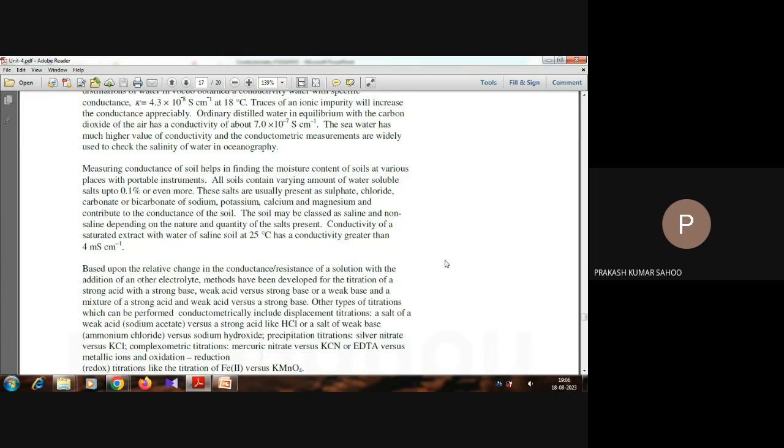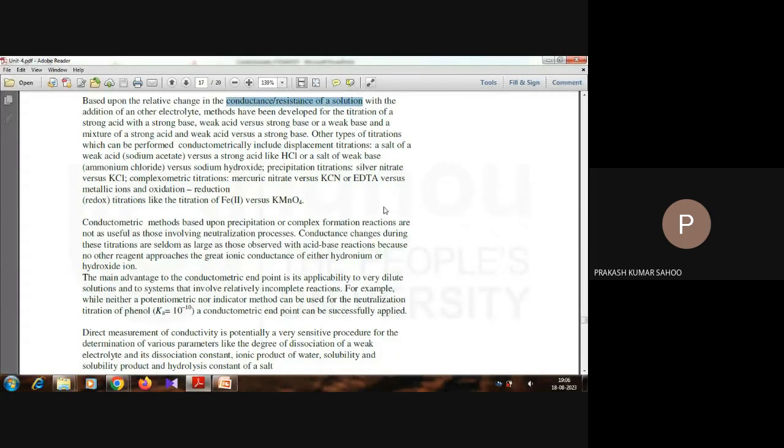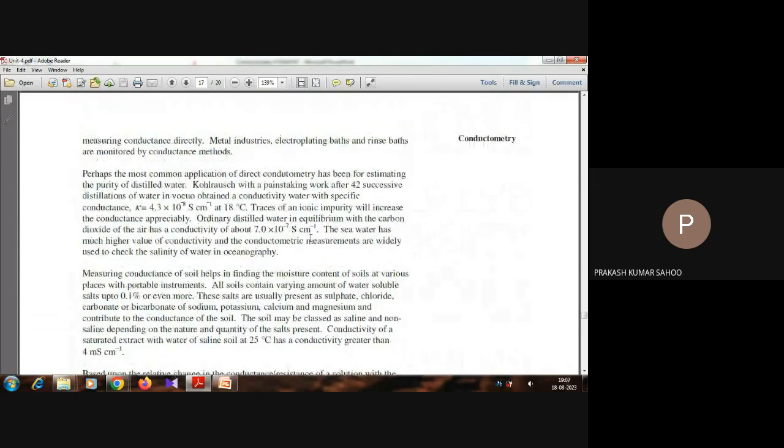The second application is finding the moisture content of the soil, then the conductance and resistance of a solution. If it is a titrimetric reaction with EDTA, or a redox reaction, the conductometry approach may also be used. Just go through these things, and these are the applications of your conductometric titration.